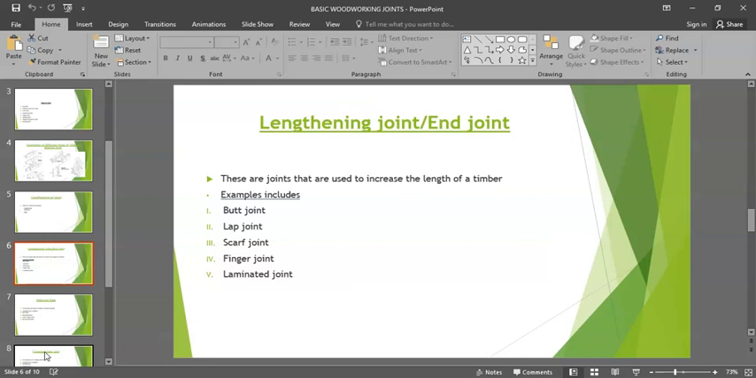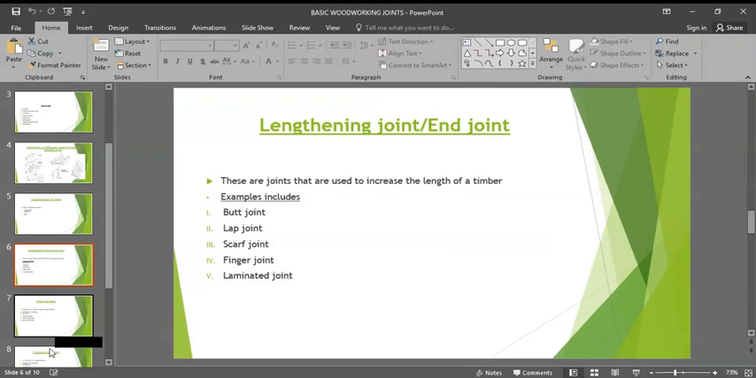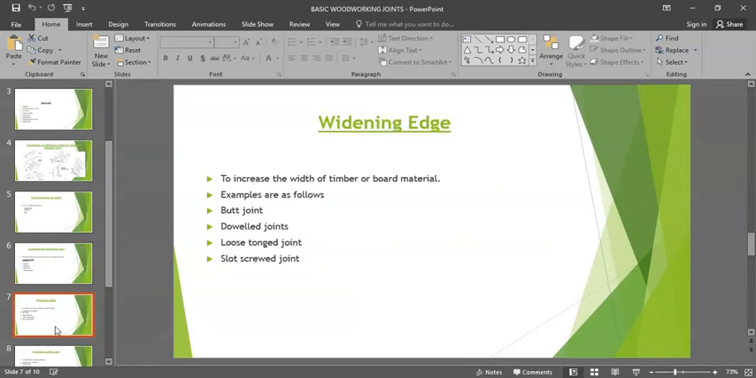Examples are the butt joint, lap joint, scarf joint, finger joint, then laminated joint, as illustrated in our previous diagram. Then we have widening joints, or edge joints, used to increase the width of a timber or board material. Examples are butt joint, dowel joint, loose tongue joint, slot screw joint.